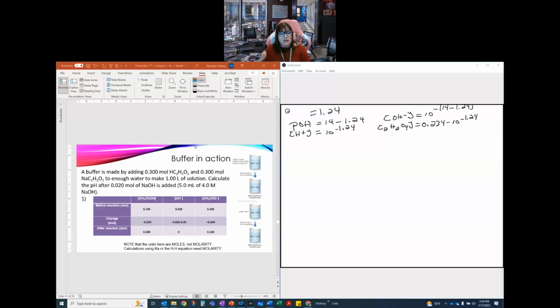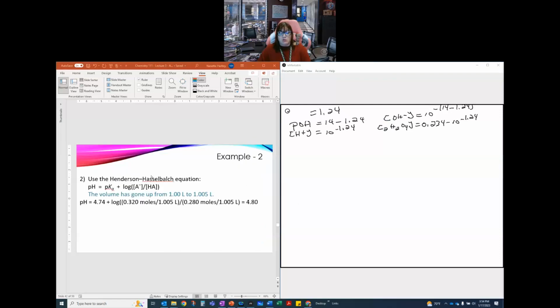Now, since this is a 1 liter solution initially, and we add 5 mL to that, we can calculate a molarity for our final concentrations to find a pH using the Henderson-Hasselbalch equation. So pH is equal to pKa plus the log of the base over the acid. The volume has gone up from 1 liter to 1.005 liters. So the pH is equal to 4.74 plus the log of the 0.320 moles divided by the 1.005 liters over 0.20 moles over the 1.005 liters, which gives me 4.8.